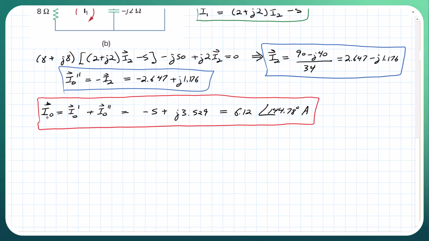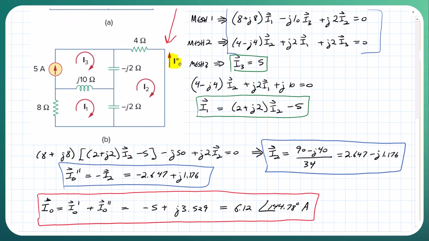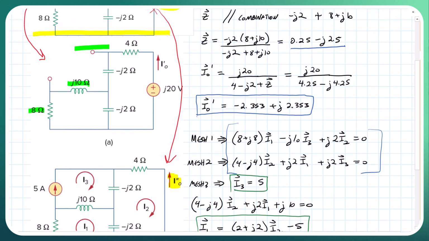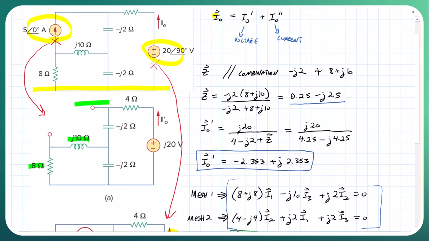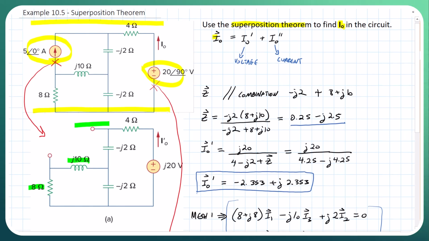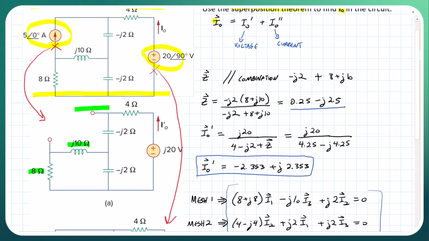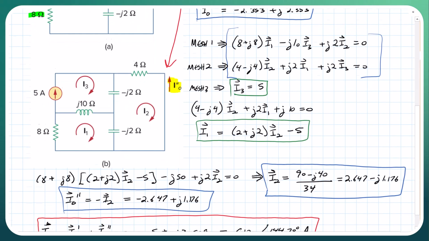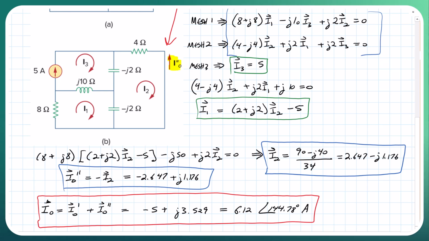So there are more than two different ways to approach your solution of these circuits. In this case, maybe the superposition may have been an easier version, as opposed to using the mesh analysis from the beginning. So this was the superposition theorem for the same circuit as example 10.3, and we used that to simplify our circuit and to come up with I naught in the frequency domain.